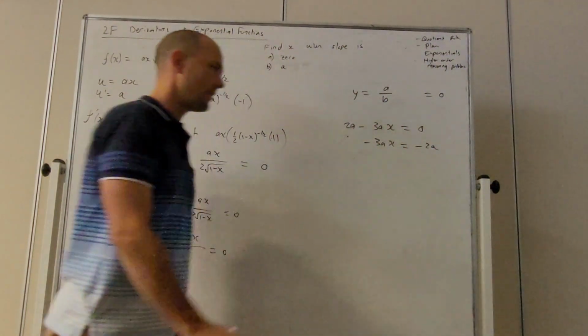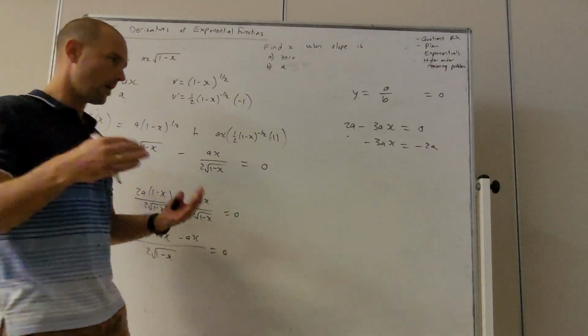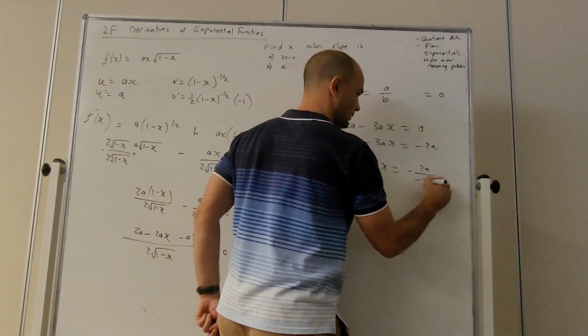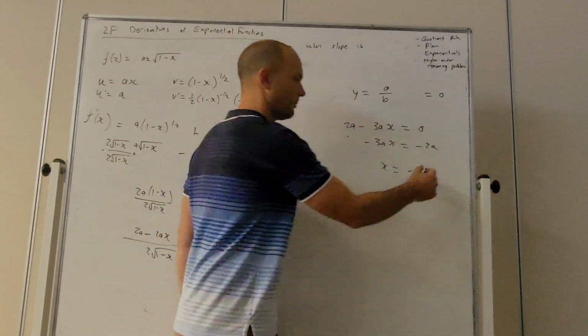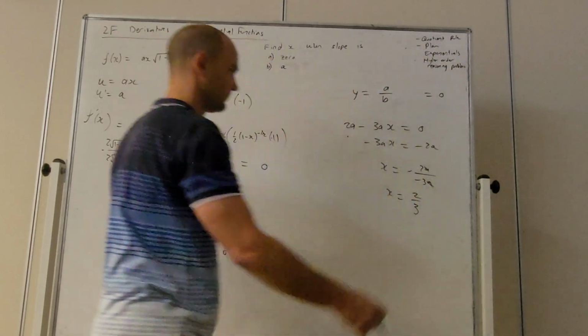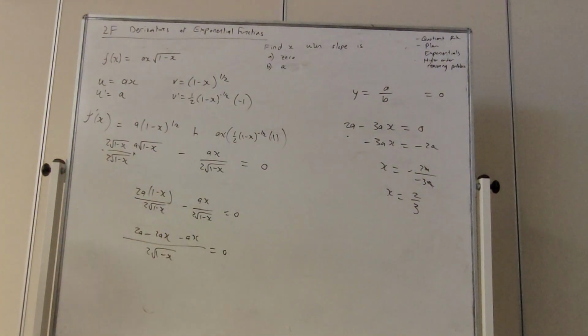All right? And then we'll divide both sides by minus 3a. Okay, a at the top and bottom will cancel, and the 2 negatives will cancel. We have x is 2 on top of 3. Okay, so that's how we do part A.